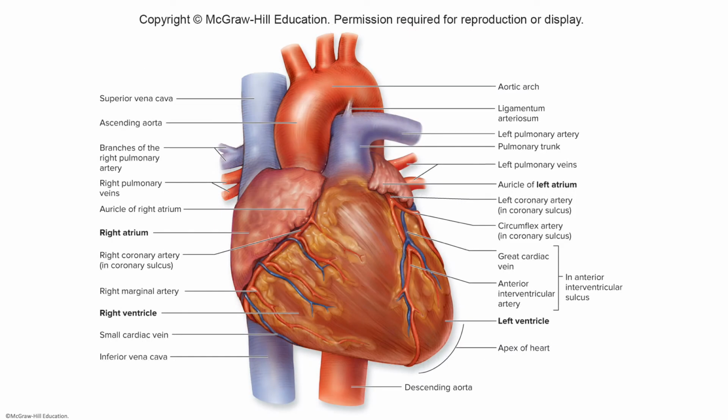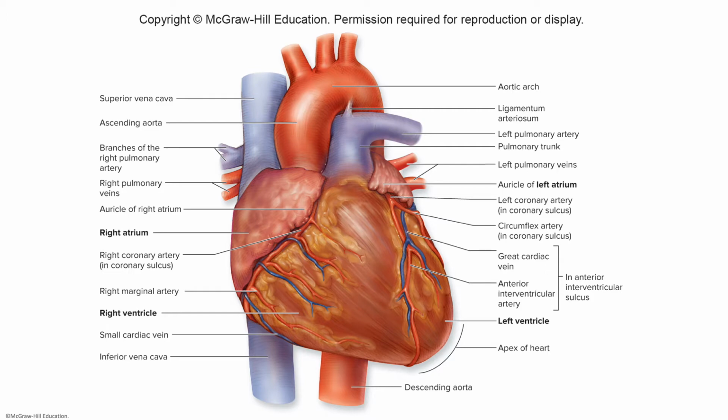So this is a look at the exterior surface of the heart. You can see your right atrium, right ventricle, left atrium, and left ventricle are in bold. Your superior vena cava and inferior vena cava both bring deoxygenated blood to your right atrium. That's why they are in blue. Your pulmonary trunk splits into left and right pulmonary arteries, bringing deoxygenated blood from your right ventricle to your lungs.